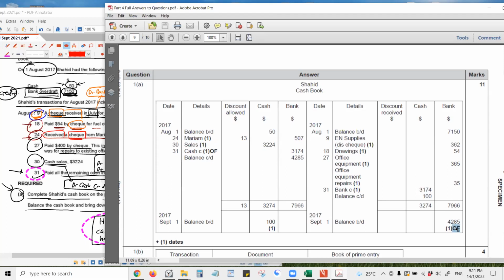What does it stand for? I don't know that, but that's what it means. That means earlier mistakes would not cause you to not get the mark here, if you have done the balancing correctly. Can you understand? Earlier mistakes will not affect whether you get the mark here. You will still get the mark if you have done balancing correctly, even though the figure is wrong. It's not the full 4285 that you get. And then this one, you can write repairs instead of office equipment repairs. It is acceptable.